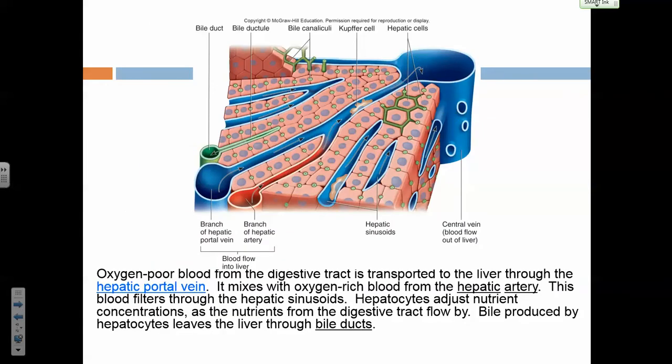Okay, here's another view that's a little closer. So you can see the blood flowing here and here, and it comes together. Oh, there's one of those little macrophages. It's called a Kupffer cell. That's one of the resident macrophages. And so it goes into the central vein. And then the bile moves into these little bile ducts to lead out of the liver.